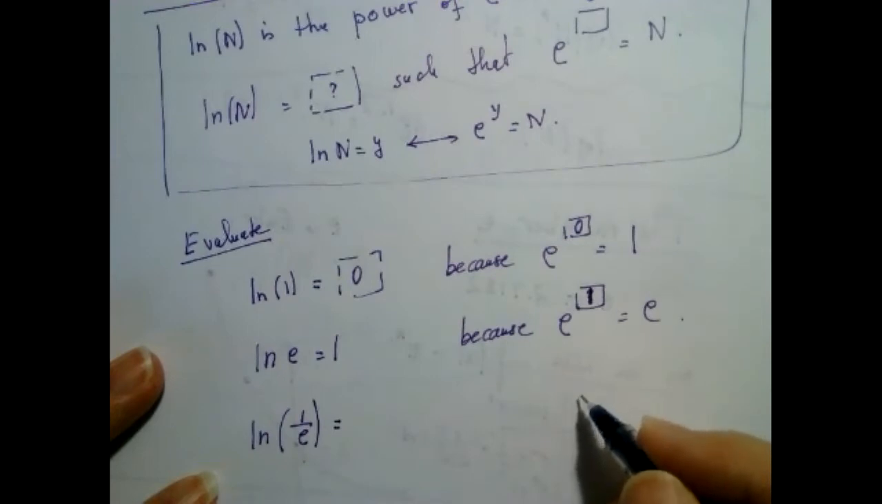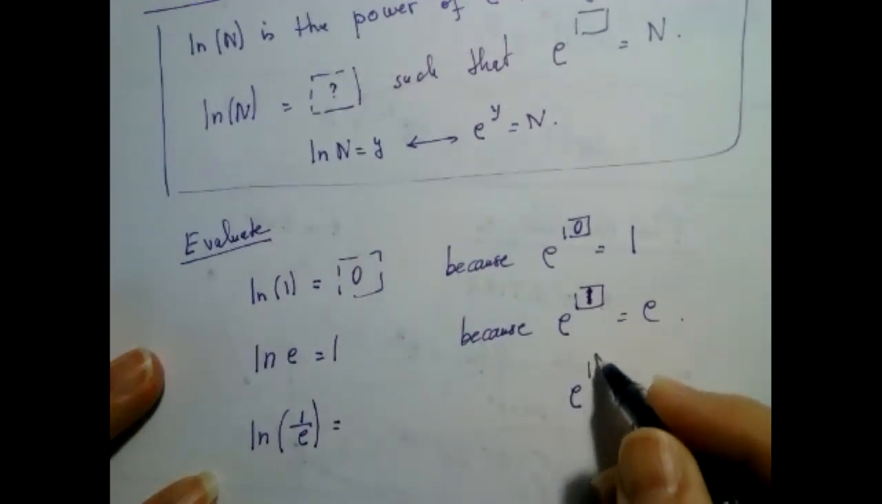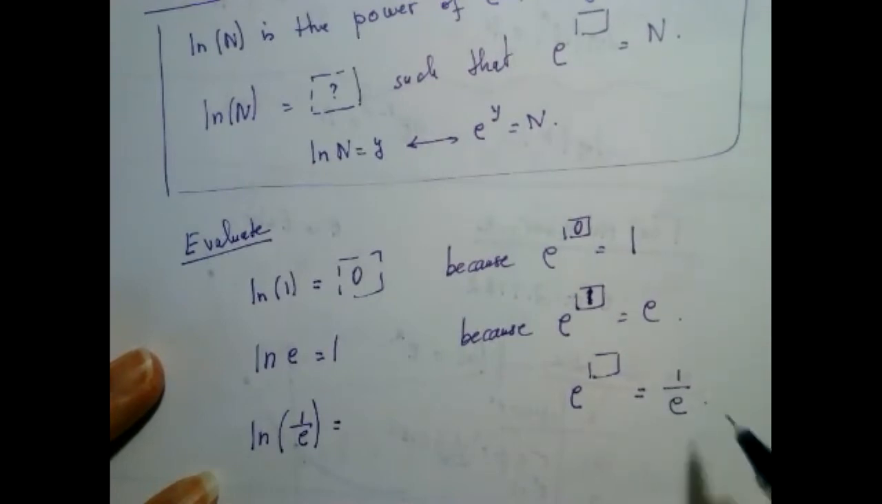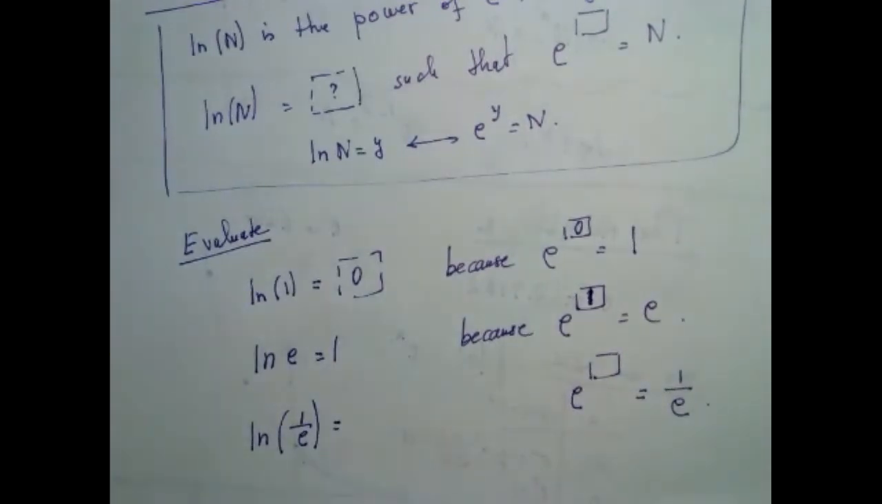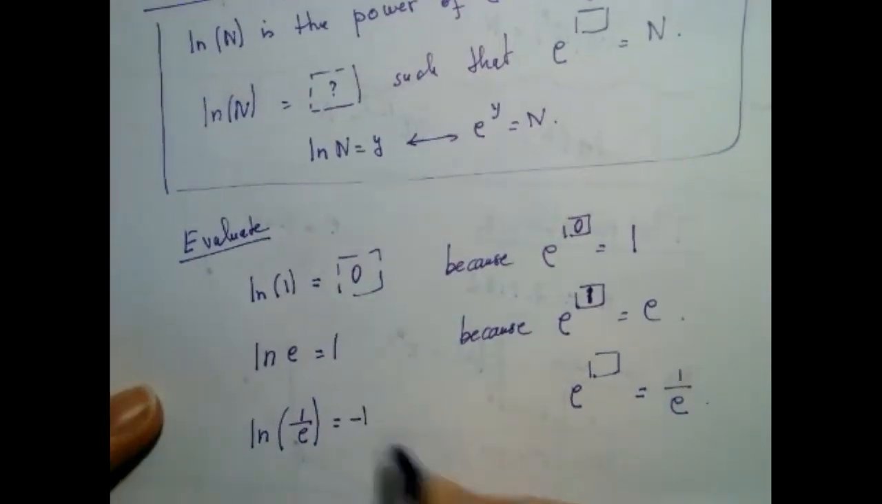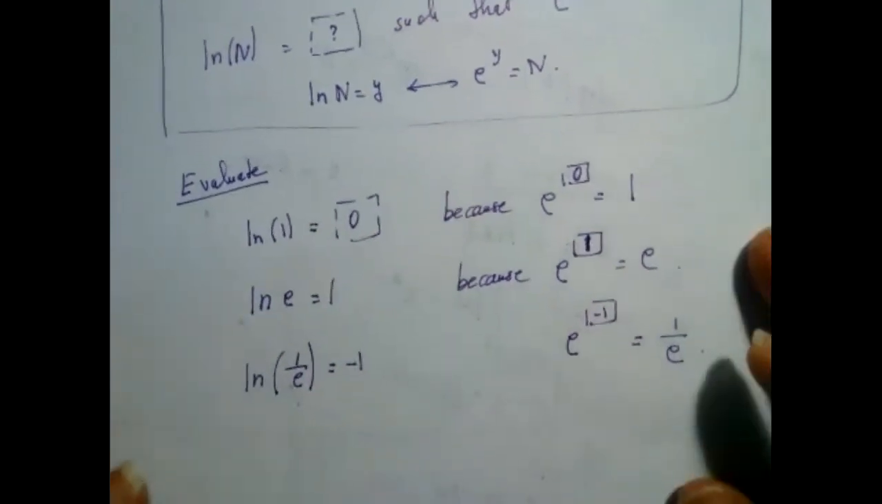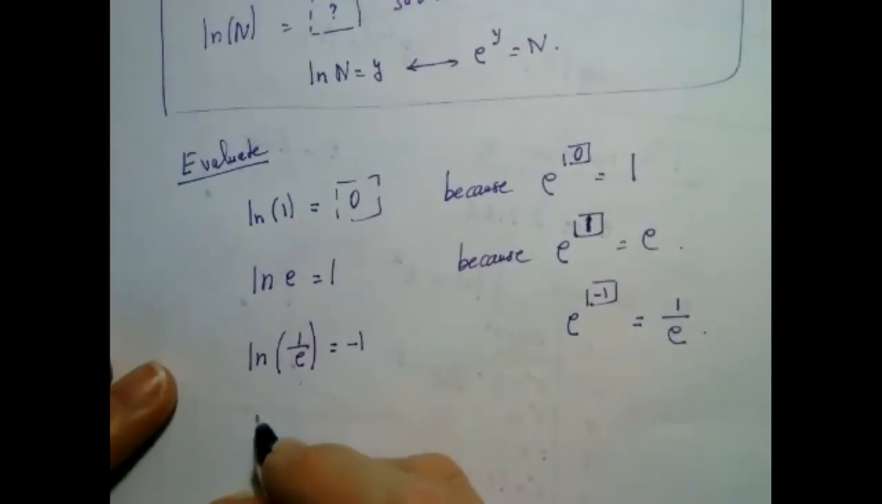It means e to which power will give me 1 over e? Minus 1 for the same reason. So it's the same thing as the log, but instead of having base 10, my base is going to be e. So now I can start playing the game that I played for the log.